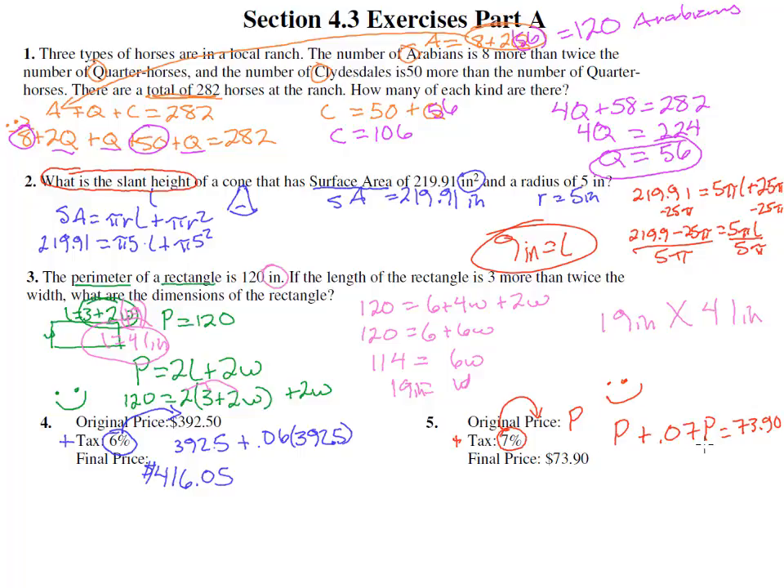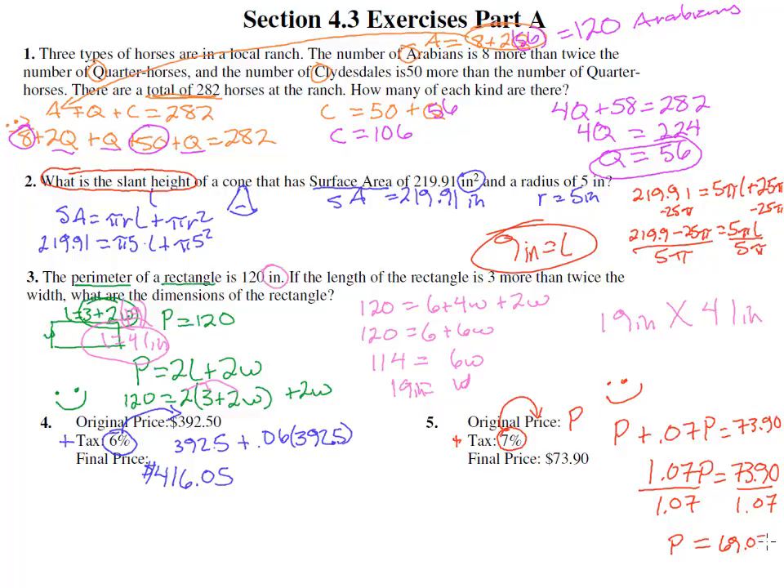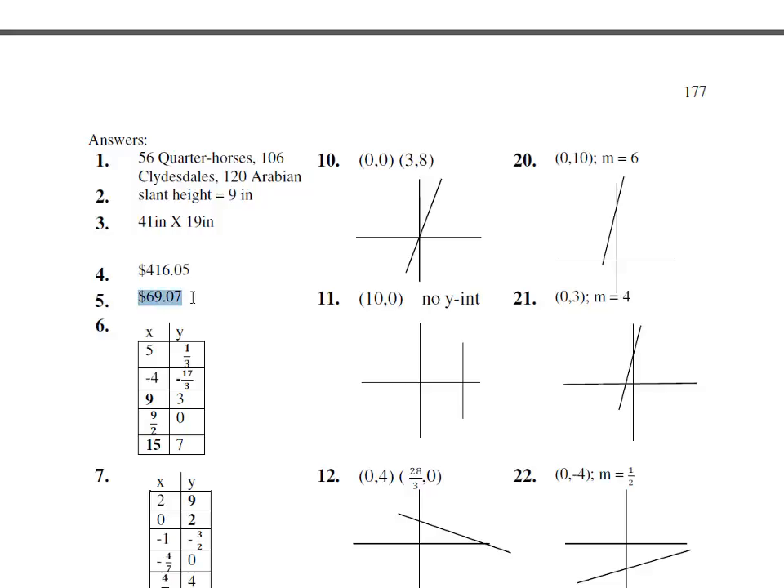This is 1p plus 0.07p. We know how to put those together. 1.07p equals 73.90. Divide to get rid of the 1.07. Divide by 1.07. And p is going to equal, let's plug it in the calculator, 73.90 divided by 1.07 equals 69.07 if we go out to the nearest penny. Let's check our answer. 69.07. Great.